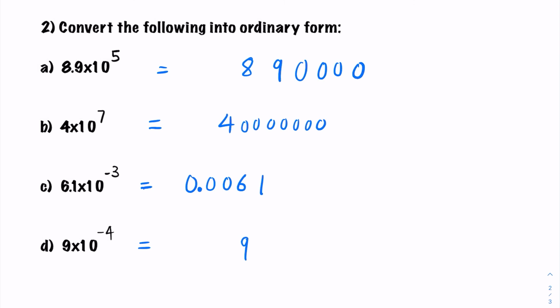And lastly, 9 times 10 to the negative 4, let's put our 9 in. And again, the negative power means the decimal, which is previously here, is going to move 1, 2, 3, 4 to the left. So that's where our new decimal lies. And fill all of this in with zeros. And that'll be your answer. That's how you convert between ordinary numbers and standard form.